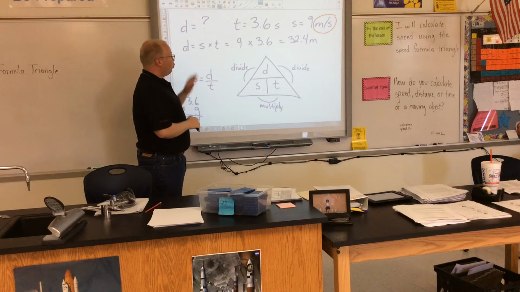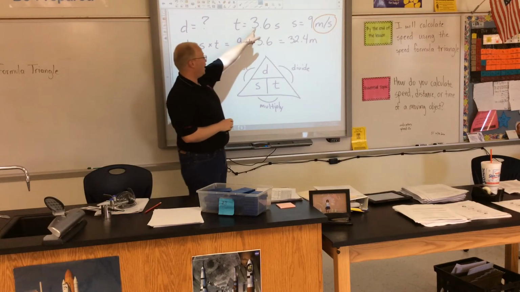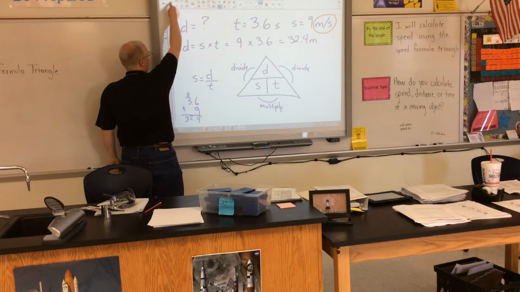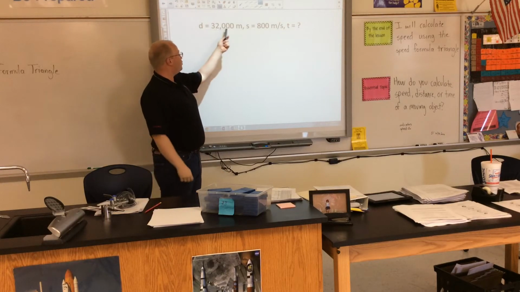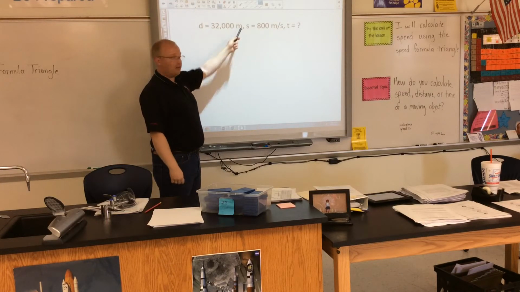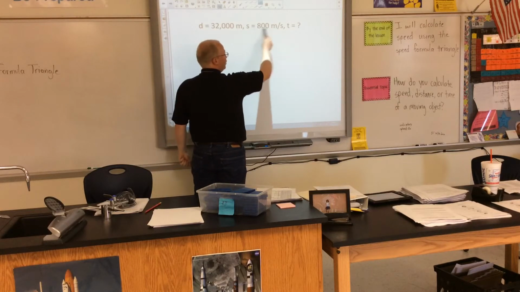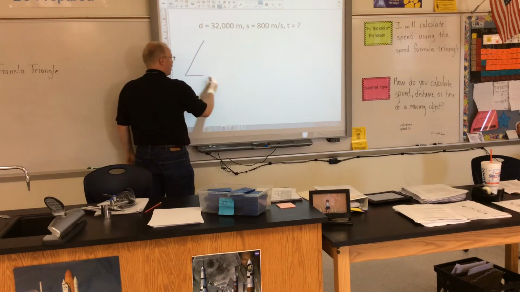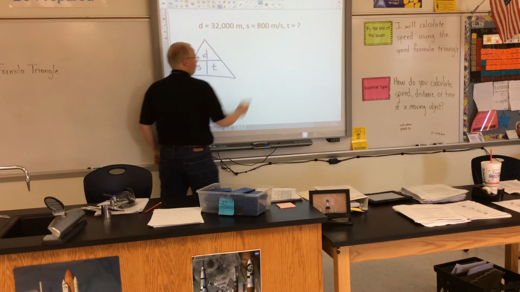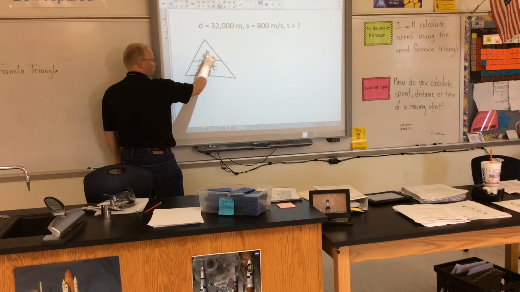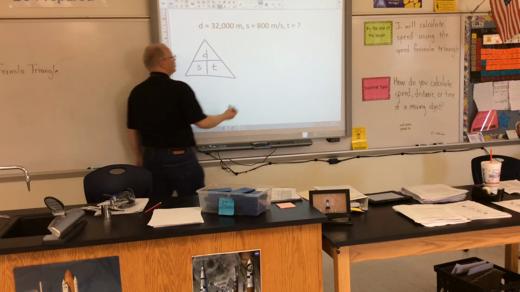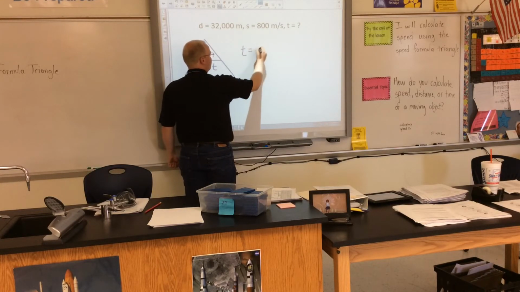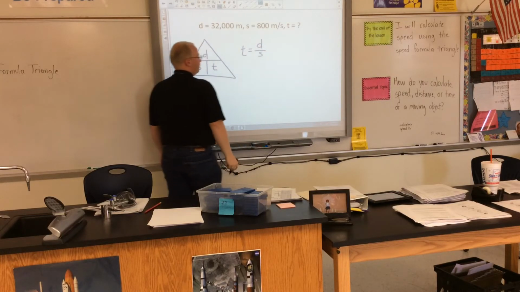All right. Let's do one more example, and on this example, we'll try to find time. And that's actually one of the ones on your homework. This is 32,000 meters, so it's a distance I've been given. 800 meters per second, that's a speed I've been given. Now I need the time. So I'm going to use the formula triangle: speed, distance, time. What am I looking for? I'm looking for time. So I'm left with distance over speed. I'm going to divide distance by speed. So time equals distance over speed.